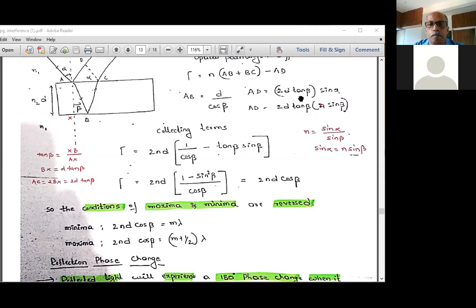But we have the second law of refraction. It states that the sine of the angle of incidence to the sine of the angle of refraction is a constant for a pair of media, and that constant is called refractive index. N is equal to sin alpha by sin beta, or sin alpha is n sin beta. Sin alpha is replaced by n sin beta.